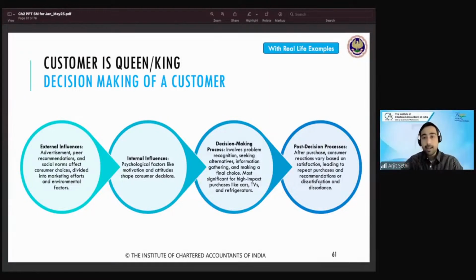Okay. So external influences. How does a customer take a decision or make a decision? Four stages of a customer making a decision. You, me, we all do this. One, external influences, advertisements, peer recommendations. Let's say I want to buy a keyboard. I want to buy a gaming keyboard.